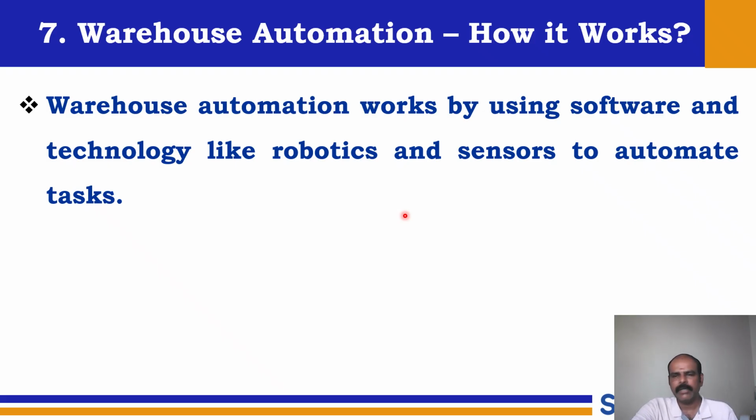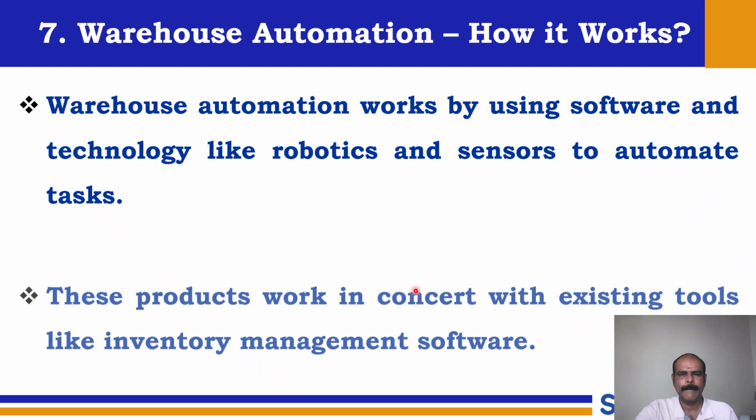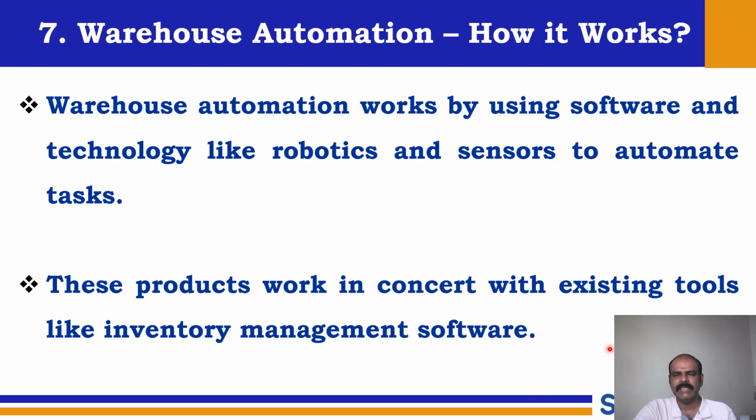Warehouse automation works using software and technology like robotics, sensors, everything. Yes, all such things come under this particular task. These products work in concert with existing tools like inventory management. Rome can't be built in a day, going by the saying, you can't come up with everything new all of a sudden. So what is done here is, some existing tools will be there, and in coherence with those, abiding by the existing things, we are going to develop.